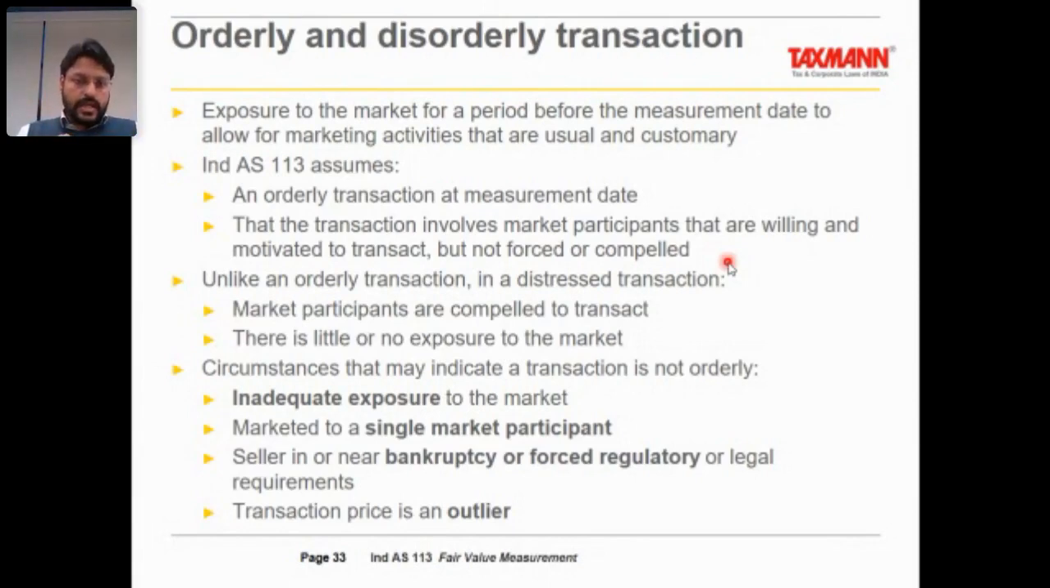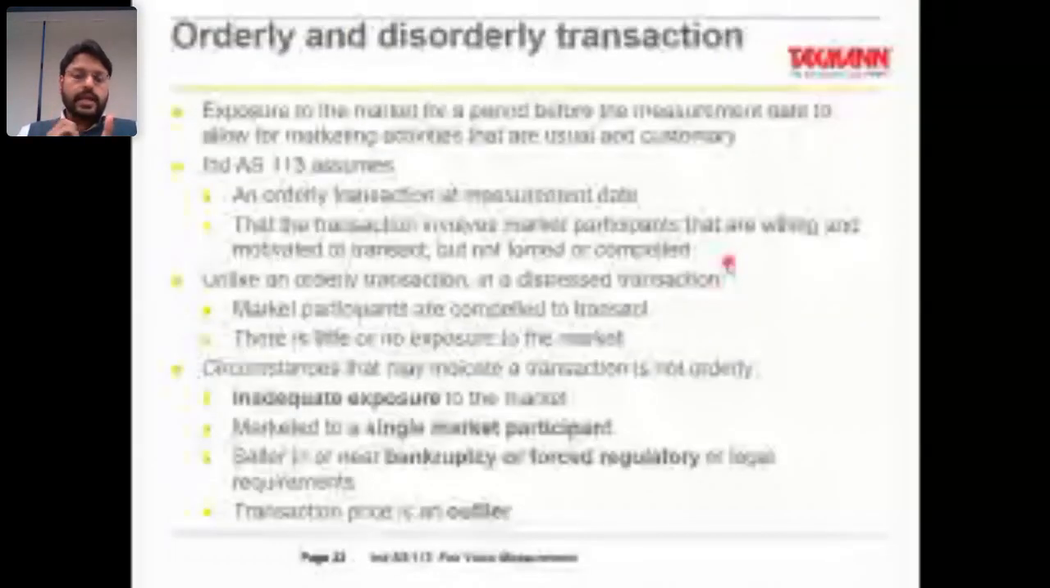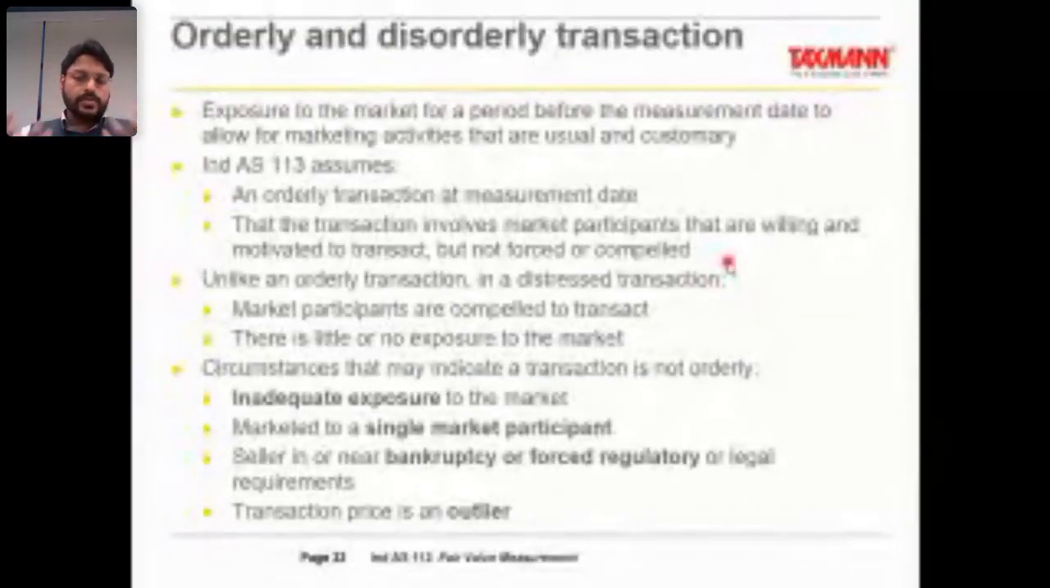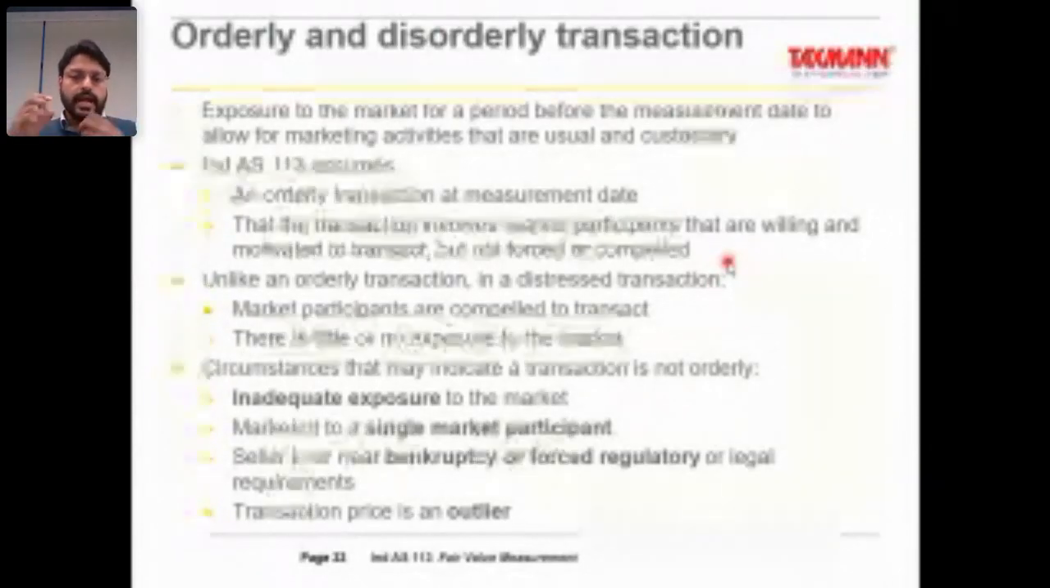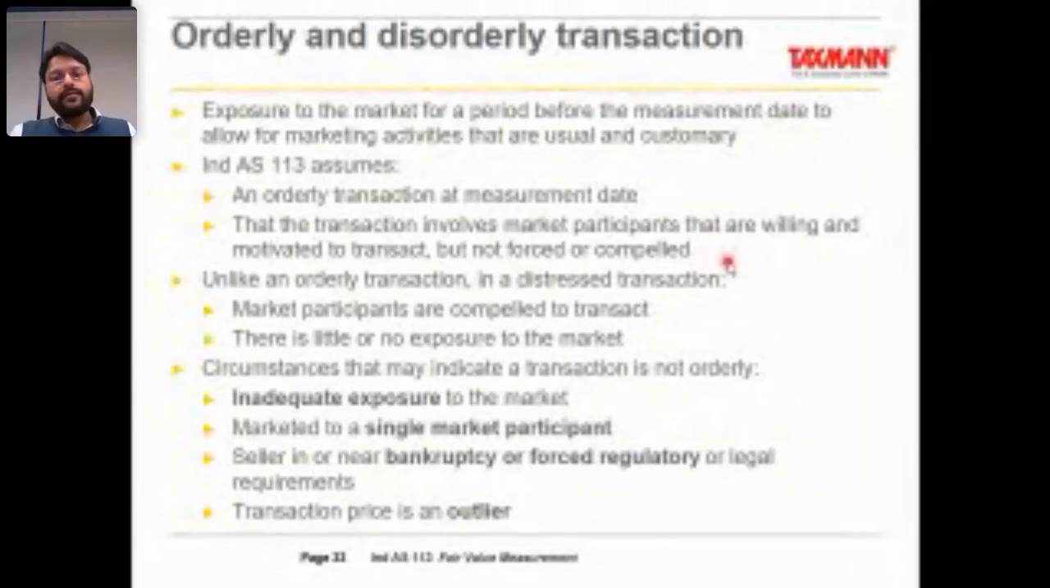Now, circumstances that may indicate that a transaction is not orderly: inadequate exposure to the market, marketed to a single market participant. I did not give a chance to market participants to participate in the bidding process, and I simply negotiated the deal privately with one of the buyers. So that is not an orderly transaction. Seller in or near bankruptcy, or forced by regulatory or legal requirements, like ADAG, Anil Ambani Group.